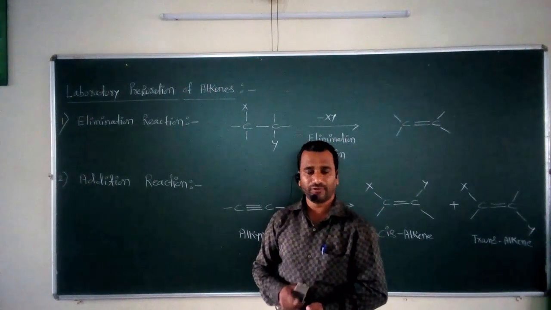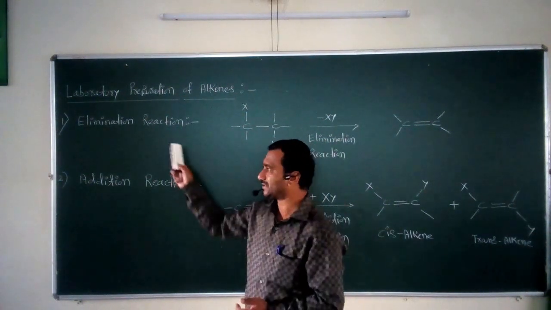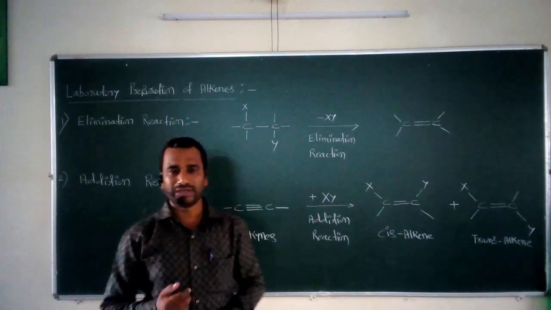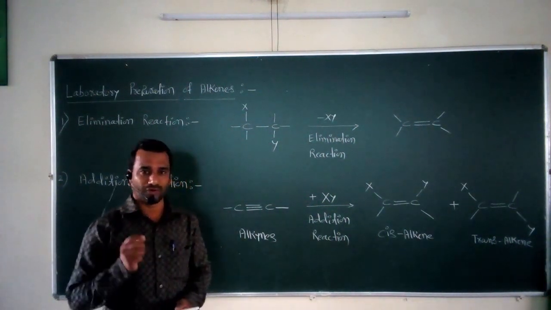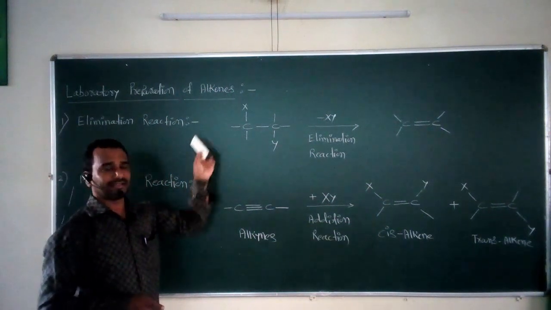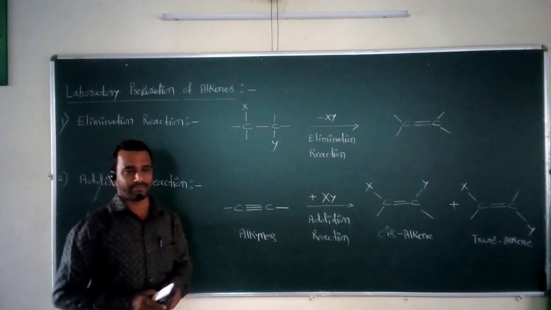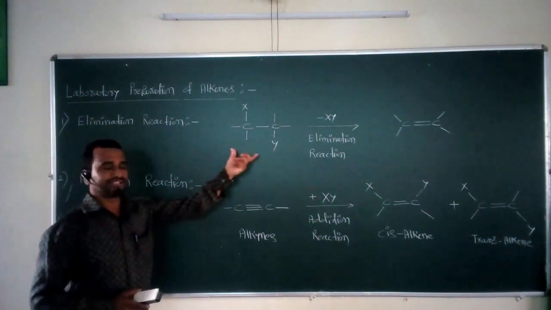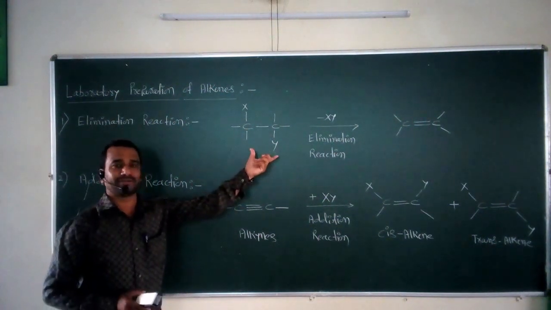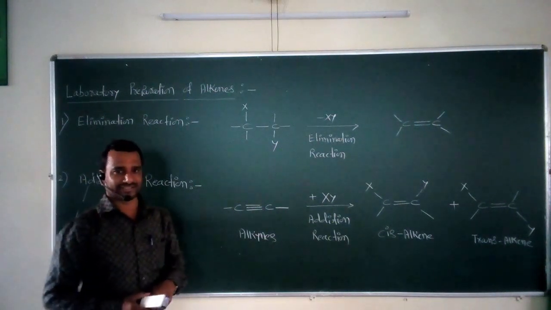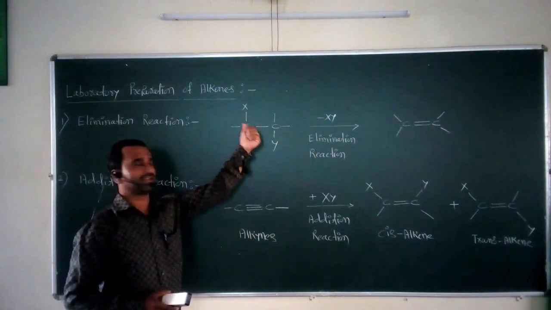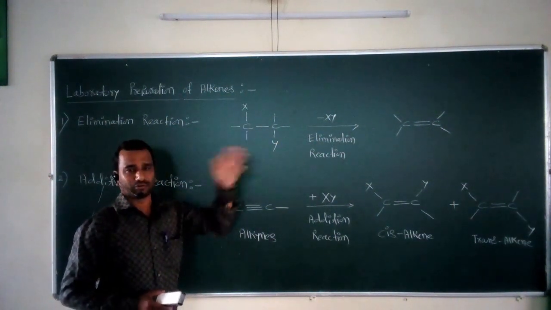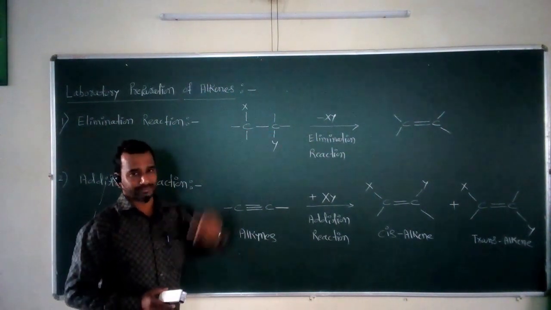Now, before studying the different examples of elimination and addition reactions, in short, we are going to study what exactly these elimination and addition reactions mean. First of all, we can study elimination. What is the meaning of this elimination? For this purpose, I take here one general example of an alkane. For example, this is carbon single bond X and this is carbon single bond Y. So these two atoms or groups are at two adjacent carbon atoms.